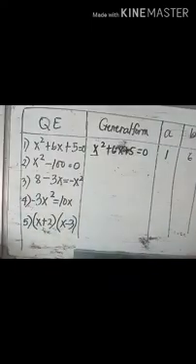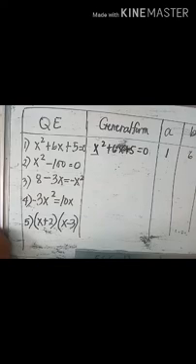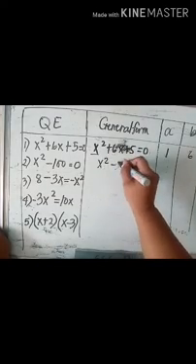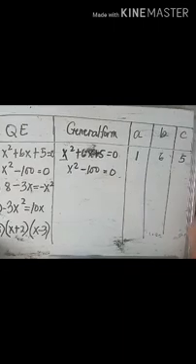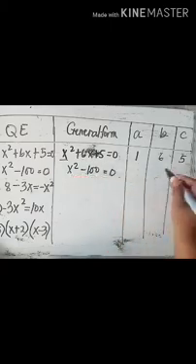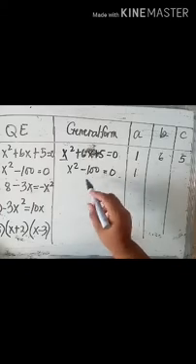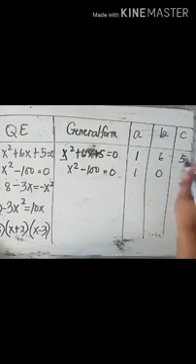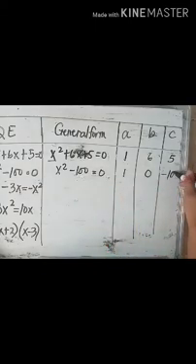In example number 2, let's take a look. It is already in general form since it is already arranged. So let's write it and copy. Then we identify a, b, and c. A is the numerical coefficient of x squared, so that is 1. Then x is not here, so b must be 0. Then the constant is negative 100.